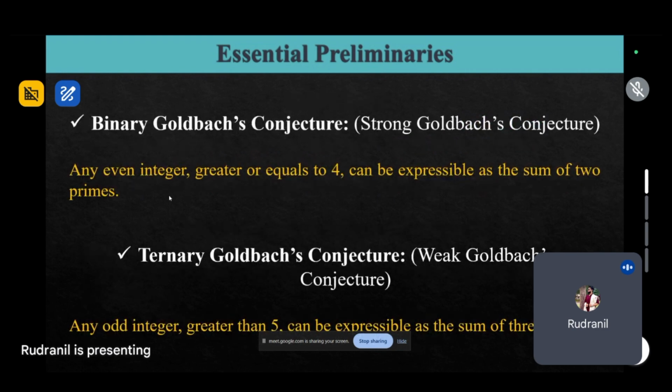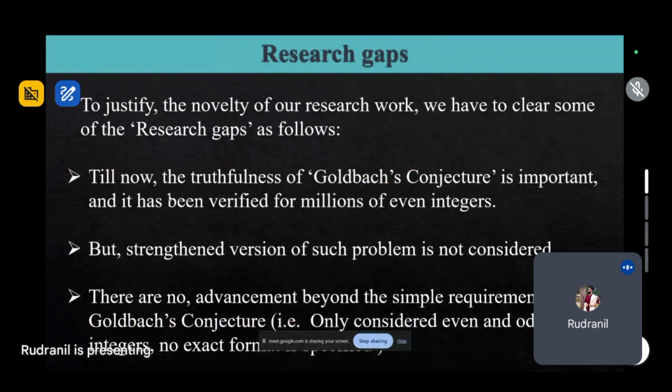Coming to the binary Goldbach conjecture and the ternary Goldbach conjecture: any even integer greater than or equal to 4 can be expressed as a sum of 2 primes. The ternary Goldbach conjecture says that any odd integer greater than 5 can be expressed as a sum of 3 primes. The ternary Goldbach conjecture is already proved, but till now we have no analytical proof for the binary Goldbach conjecture. But in this discussion, we are going to extend such conjectures.